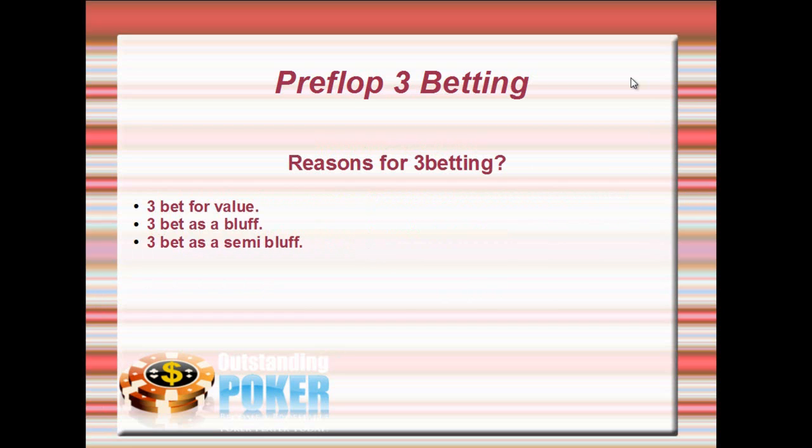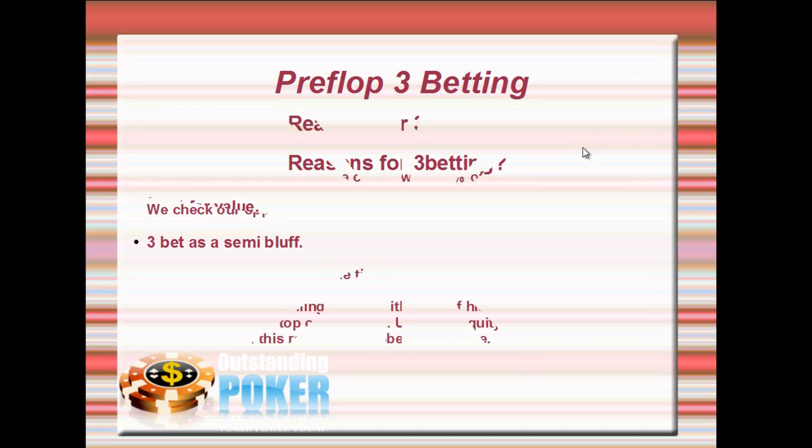Now we need some reasons for 3-betting. And there's basically only 3 main reasons. We're going to 3-bet for value, we're going to 3-bet as a bluff, and then you can also 3-bet as a semi-bluff, and I'll go into each of these now.